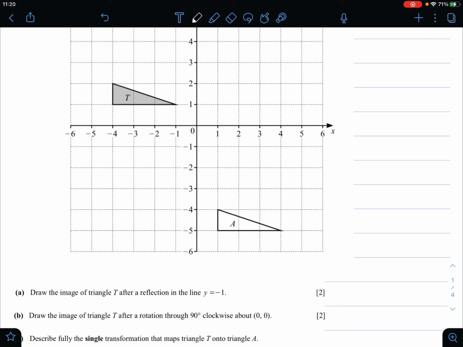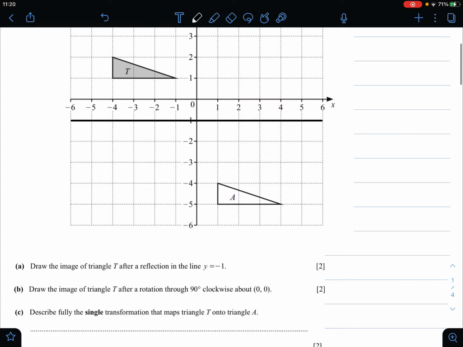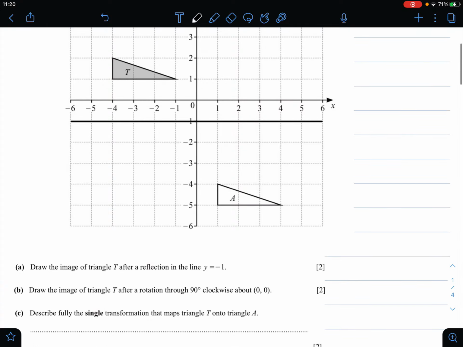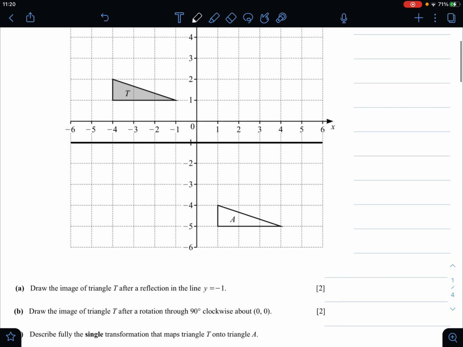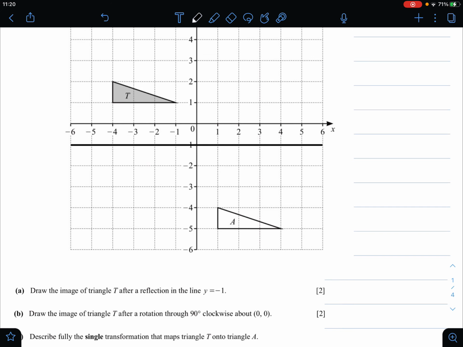The easiest way to solve this is to plot that line first. So y is equal to minus 1 would look like this. If you don't know how it looks, you could use the table function in your calculator and it will give you all the values of the graph of y is equal to minus 1. Now let's move to showing the reflection of triangle T.